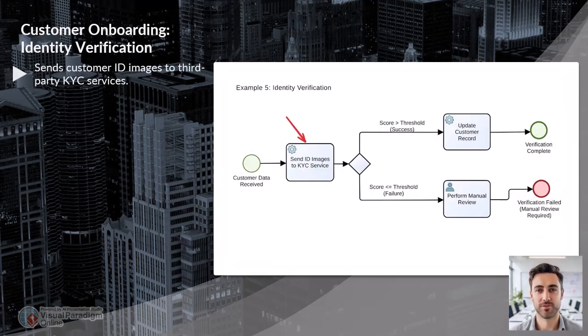The automated service securely transmits identification documents to a specialized verification provider, ensuring that customer identities are validated against official records. If the automated score falls below the required threshold, the process intelligently routes the case to a human analyst for a detailed and secure review.